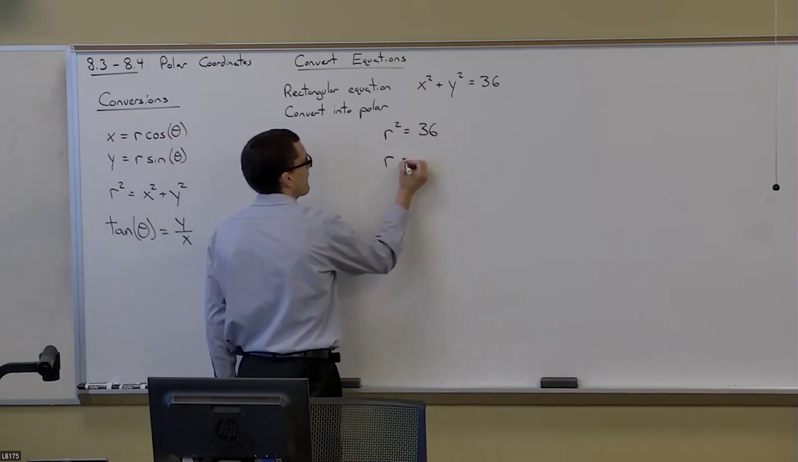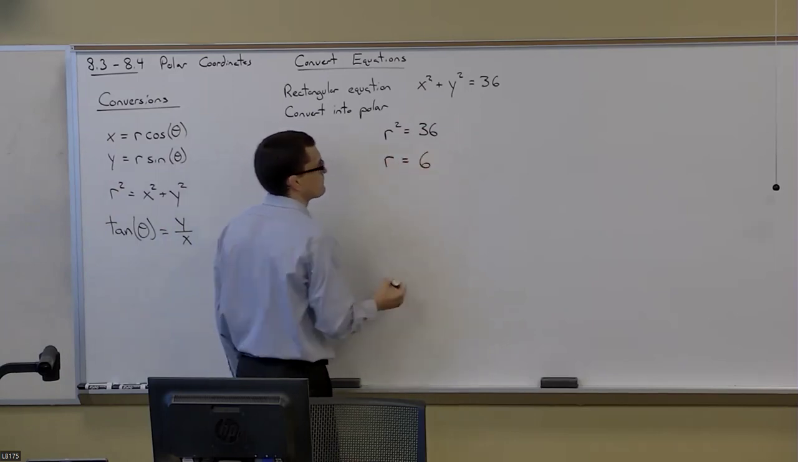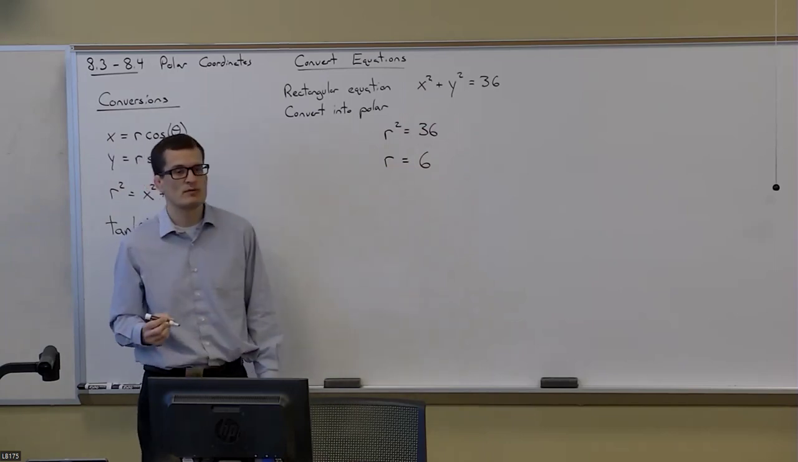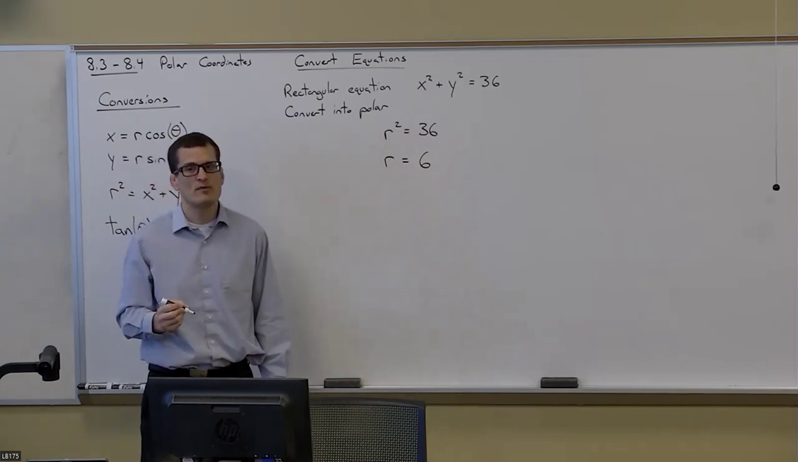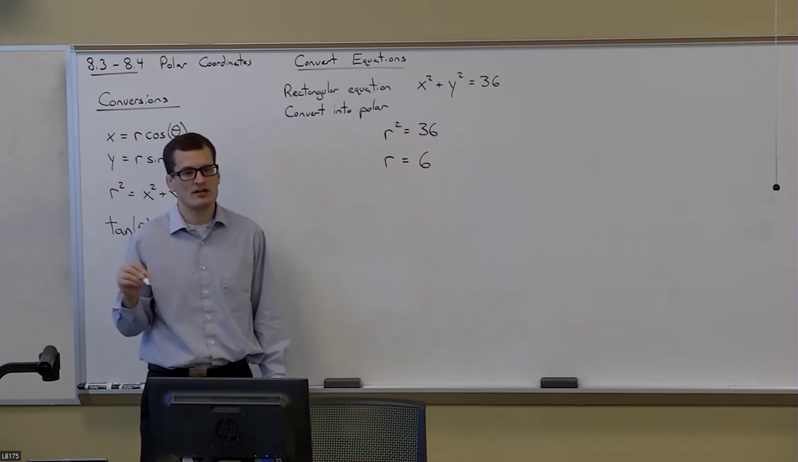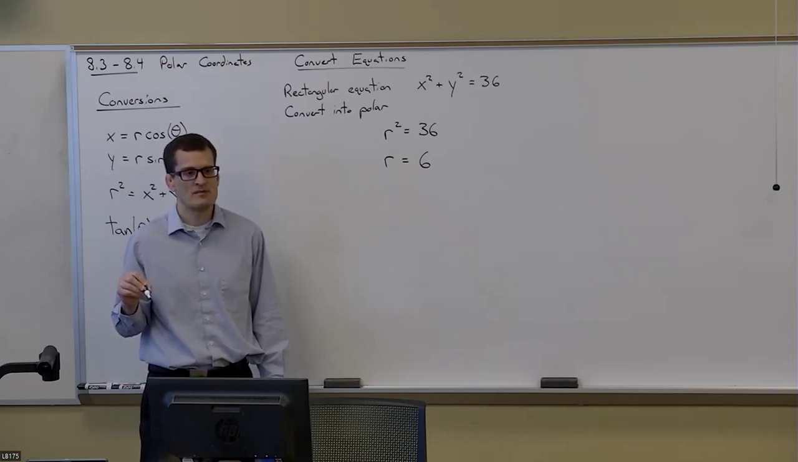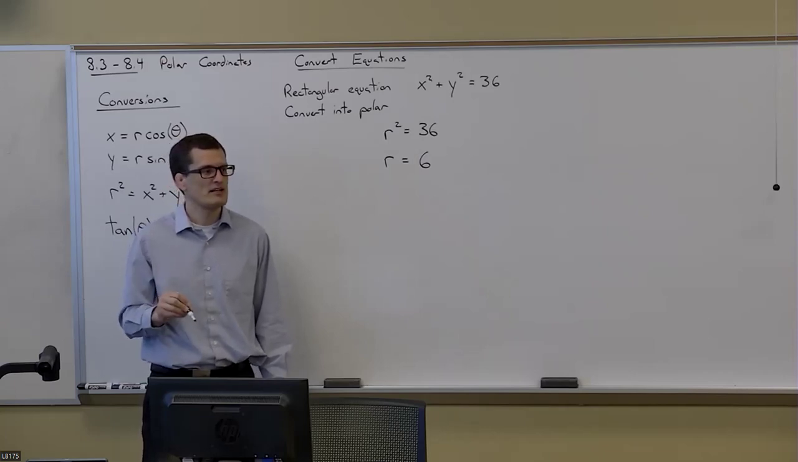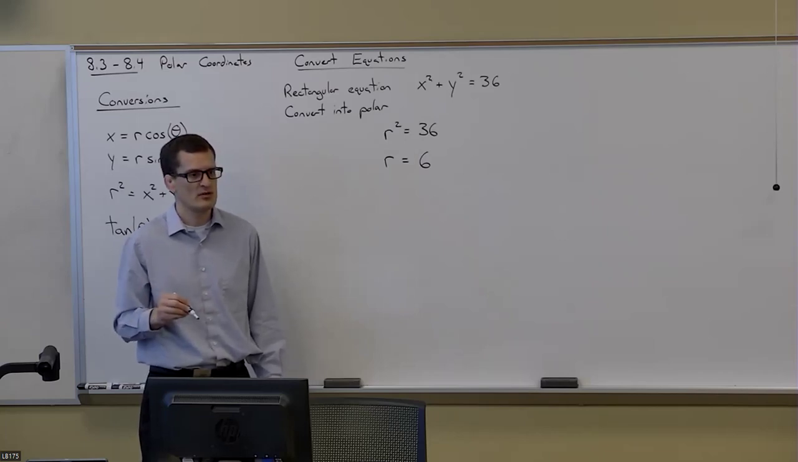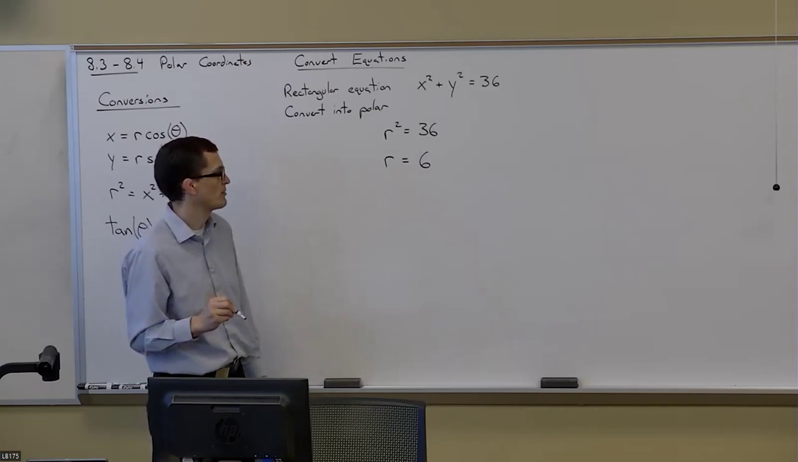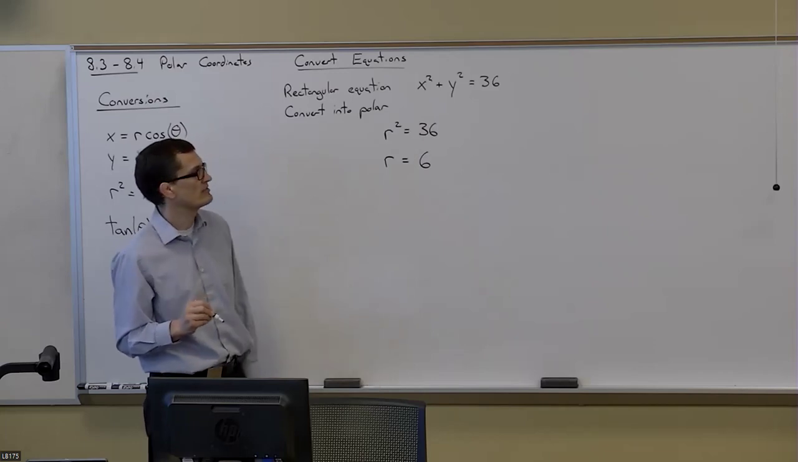And usually, we take a positive square root of both sides. By the way, remember in polar, I can assume the r is positive. If r was negative, I just use whatever angle I have plus pi, and then I get the same point with positive r. So r equals 6.